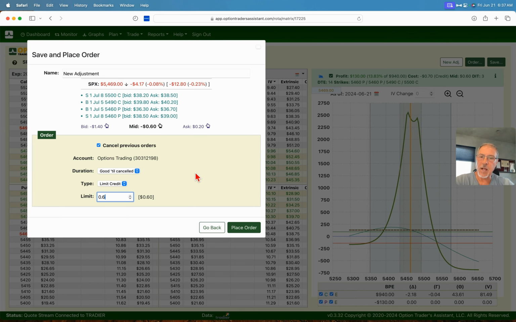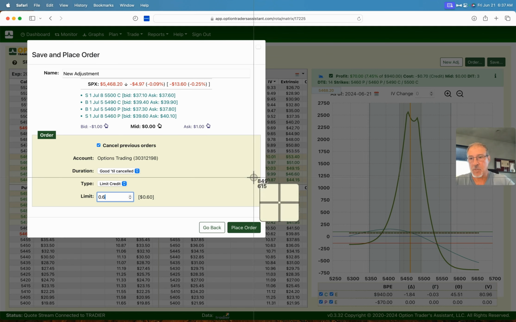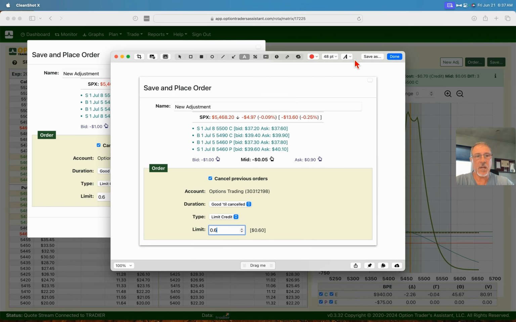One of the things with calendars and diagonals is you don't want to carry them too close to expiration. Now, this is quite a ways away yet, but even so, the closer you get, the more difficult they can become to close. So I'm going to go out again at this 60-cent mark and leave that. Let me just snap a screenshot of this and see if that might potentially close here today.